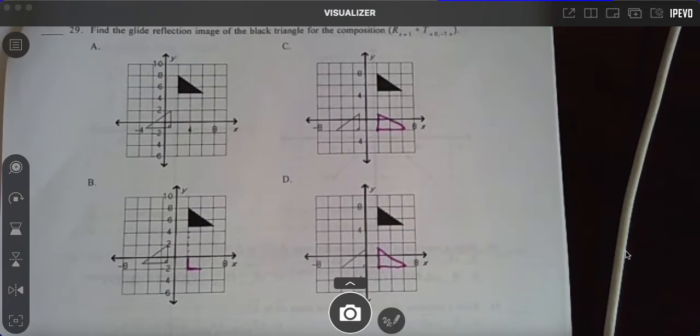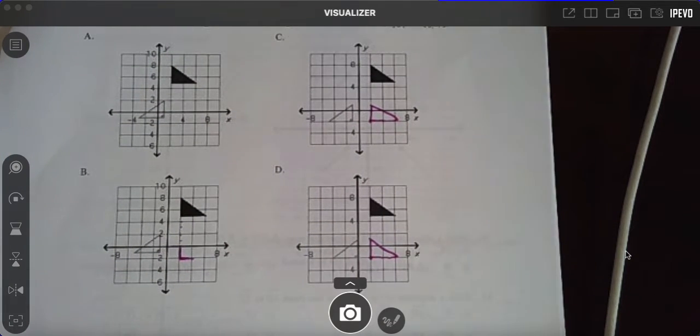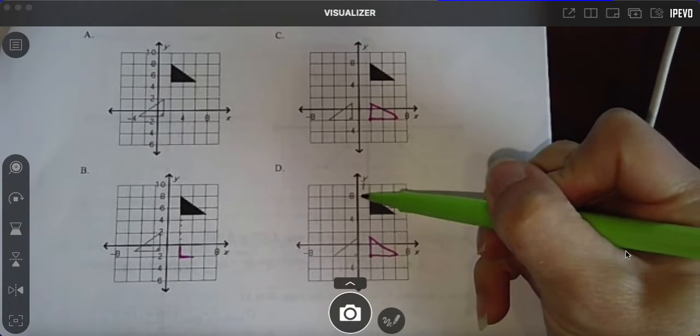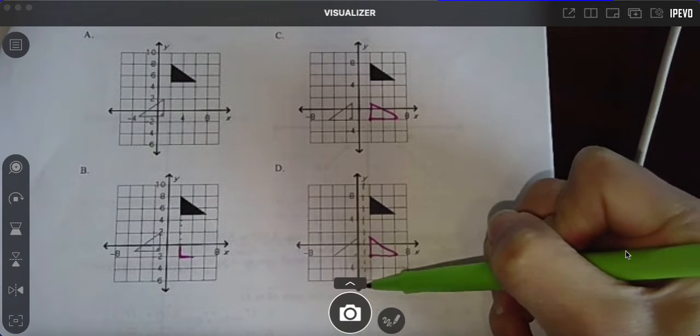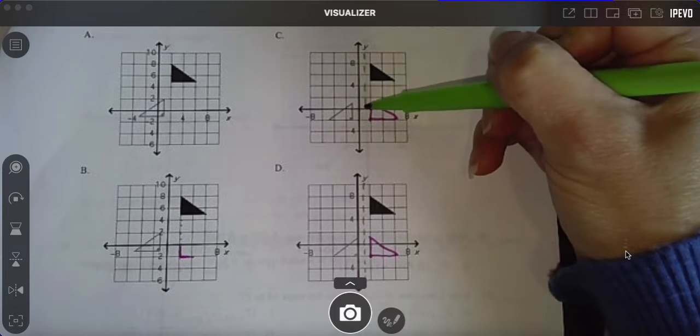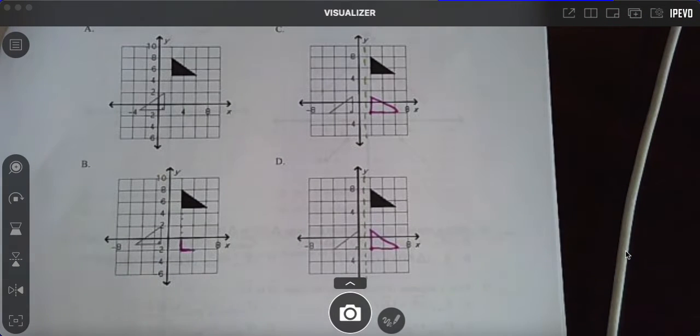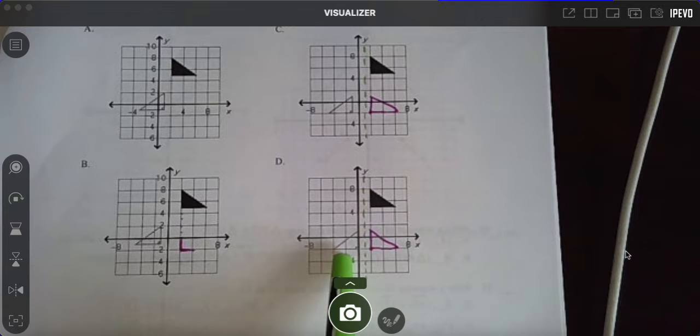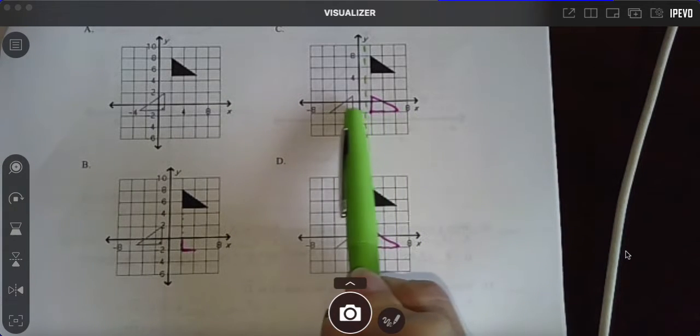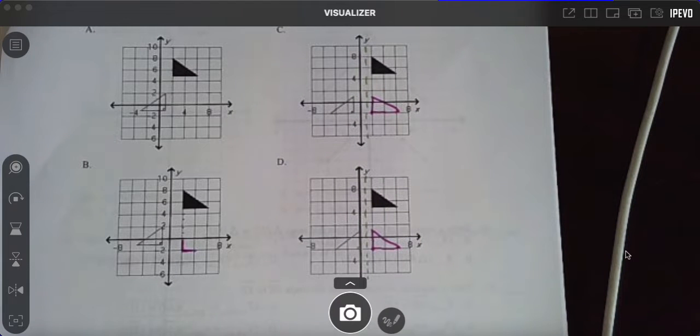But now what's it reflected over? X equals 1. So let me show y'all that the line x equals 1 is this line right here. Which one of those is flipped over that line? D. It's D. Because there's an equal space from the pink triangle to this one. Does that make sense? That's what you're looking for. This one has a bigger gap, so it wasn't reflected over that line. So it's D. All right, moving along.